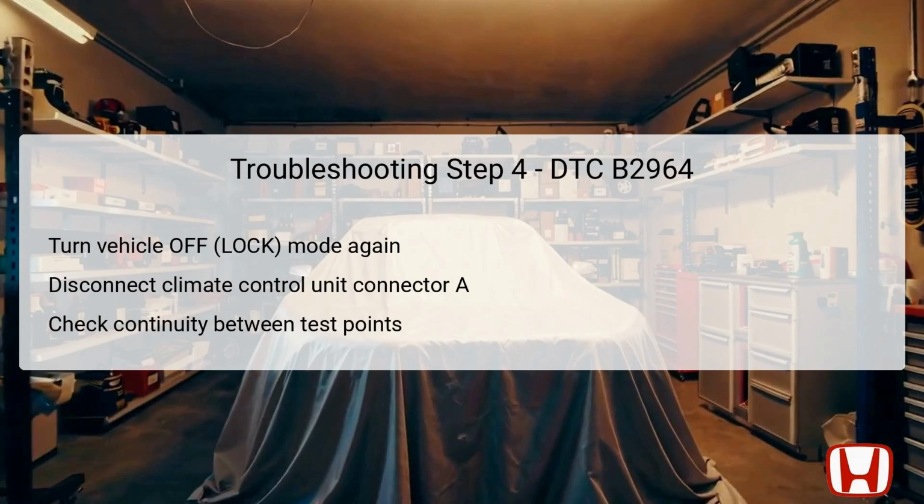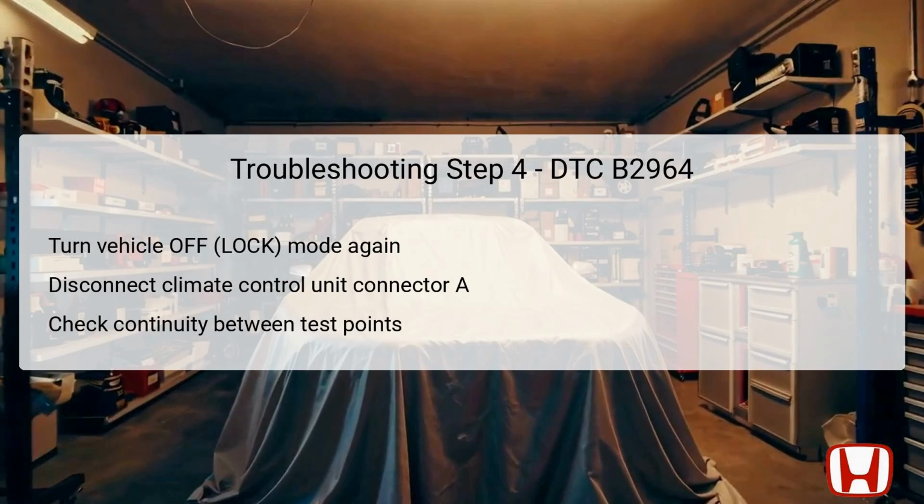Step 4 involves turning the vehicle back to off or lock mode once more, before disconnecting climate control unit connector A, which is a 32-pin, 32P connector. Next, you'll want to check for continuity between the designated test points.